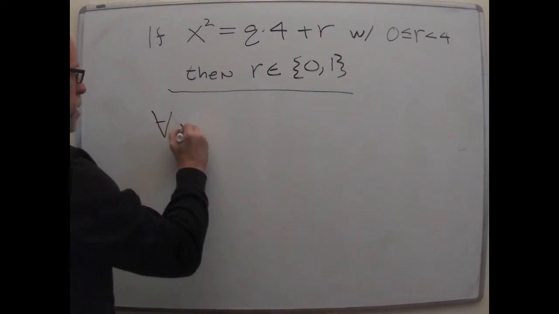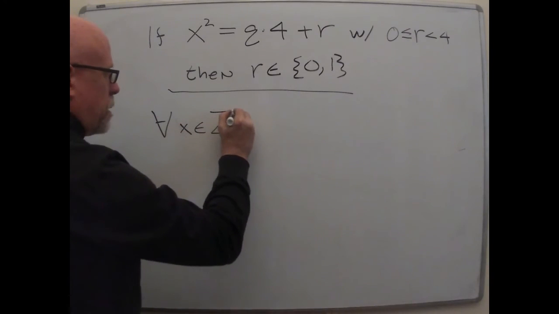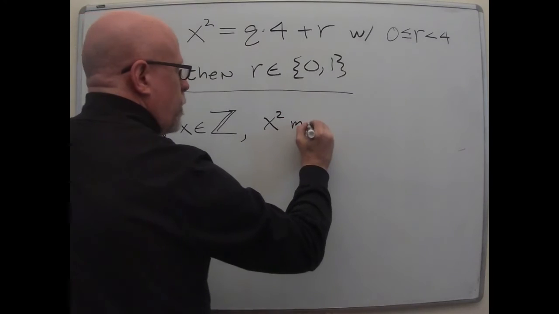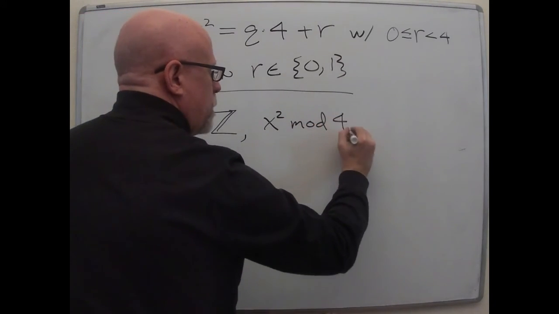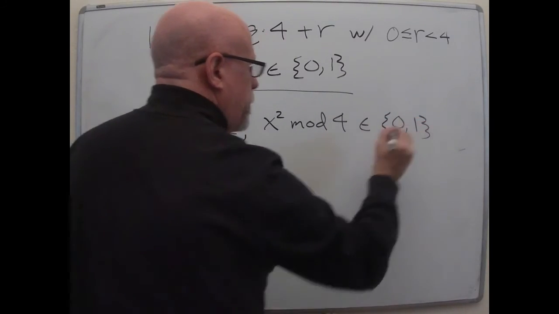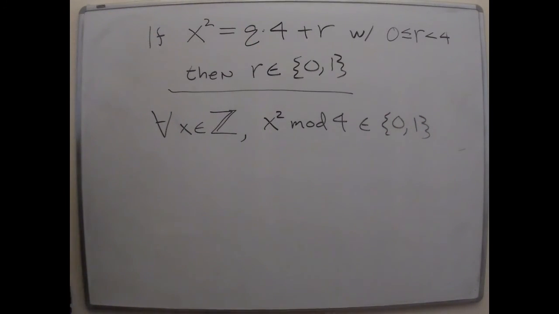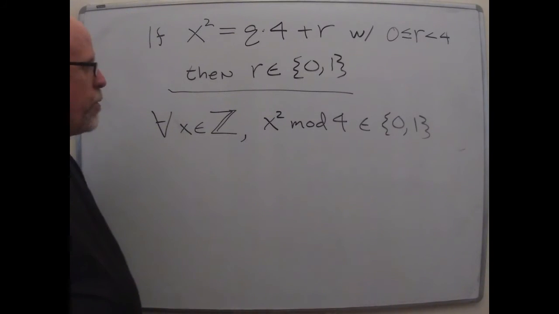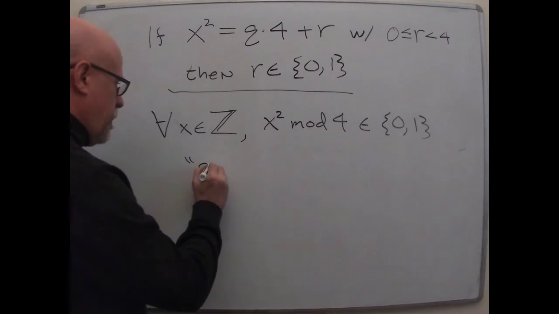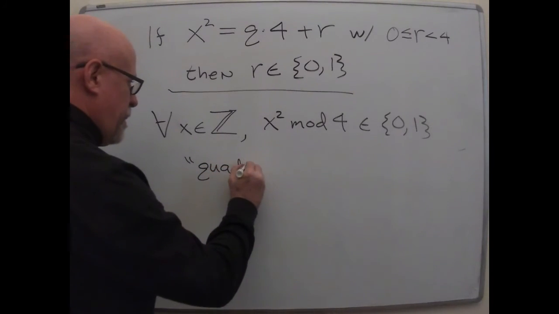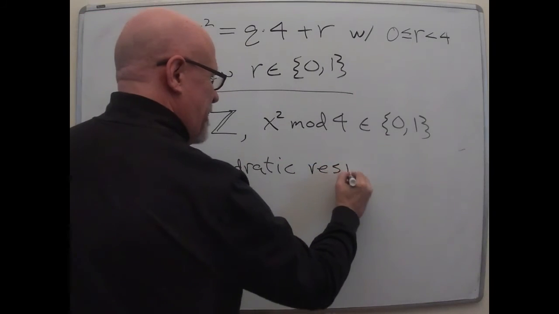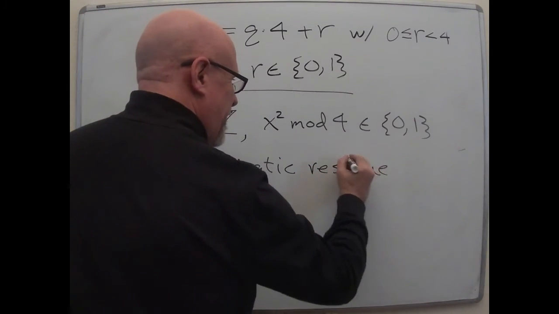For all x in the integers, x squared mod 4 is in the set with only 0 and 1 in it. A way to refer to this is the phrase quadratic residue, which, I don't know, it's fancy terminology anyway. It sounds kind of good to use that.